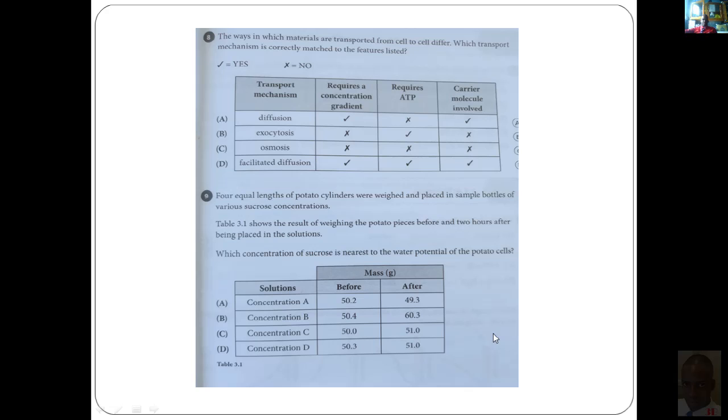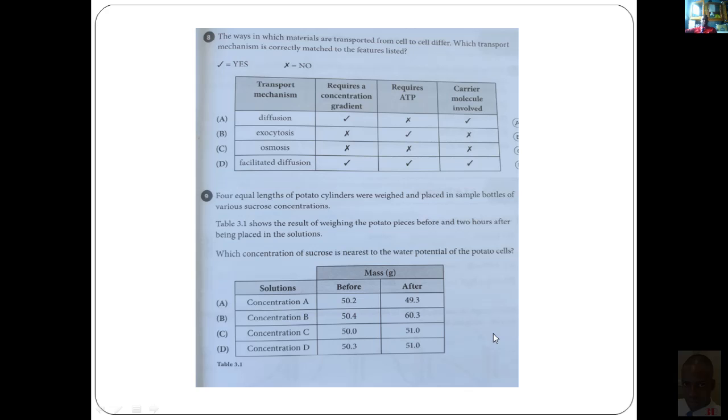Alright, so that's why this one is incorrect, and then B is going to be the correct answer because we don't require any concentration gradient at all, and we don't require any carrier molecule. We only require energy.